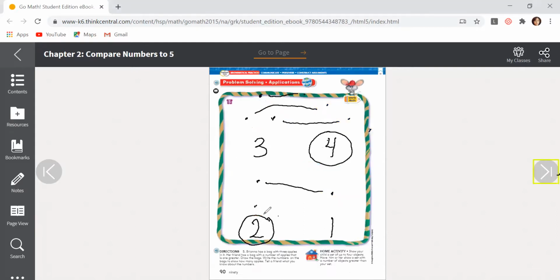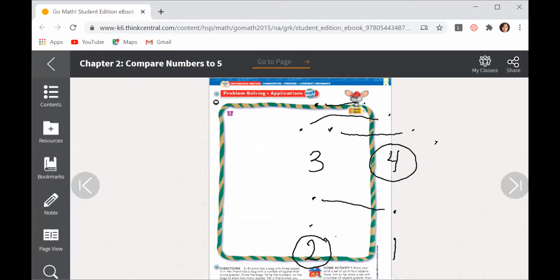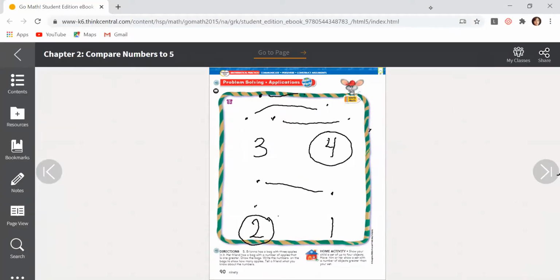Clean this up. Having trouble with my computer, I'm sorry. I need to use my pen, so I'm sorry. Okay, I'm gonna stop sharing, but I'm gonna use my whiteboard.